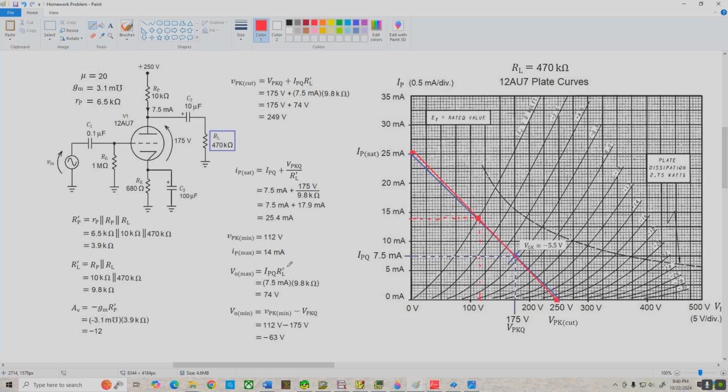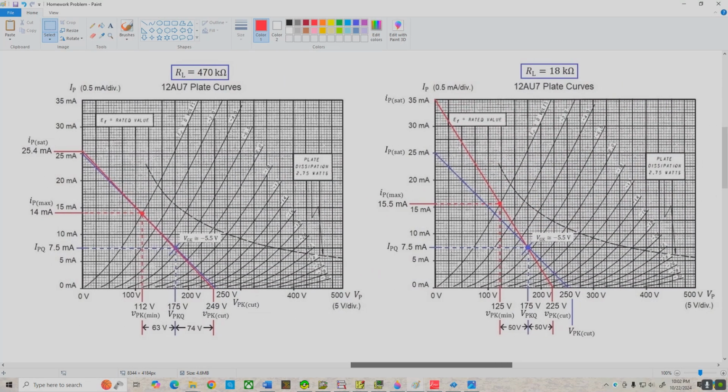Okay, now calculating our maximum output value based on the AC load line, it's basically the distance from the Q point over to VPK cutoff. So that's about 74 volts, and VO min would be the distance from our Q point to VPK minimum, 112 volts, and that works out to be negative 63 volts. All right, and again, I've consolidated this into one neat diagram, so let's go take a look at that.